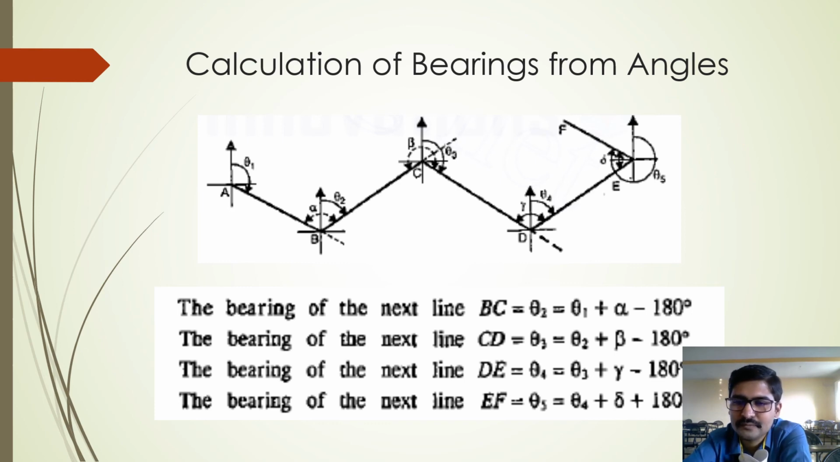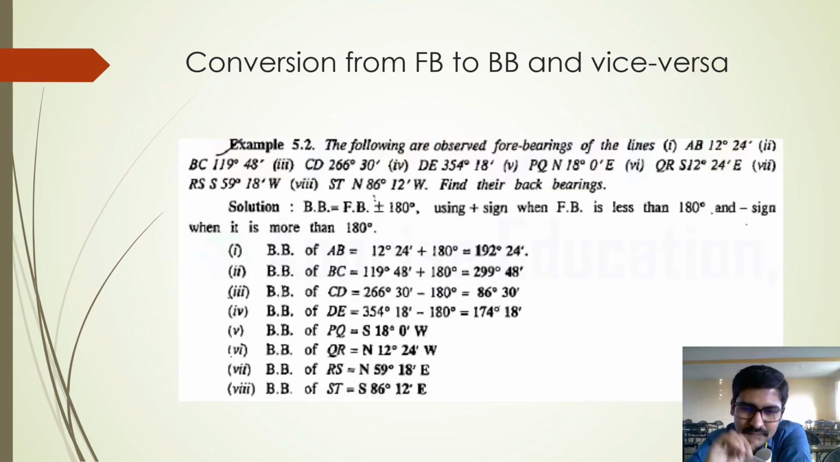Moving forward, this is one more example where you are going to convert fore bearing to back bearing and back bearing to fore bearing. So just work out these things so that you can understand the better way of converting fore bearing to back bearing and back bearing to fore bearing. Whenever you try, just note down the question at the top and try to work it out on your own, and then tally with the answers given in your slide, so that you can get a clear idea of converting them to each other, right?